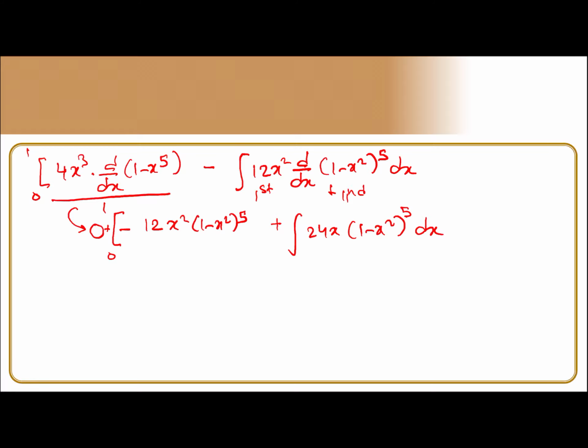Now further, derivative of x square is given to you. Further you simplify, you will get finally the answer as 2. Further integral you can do it.